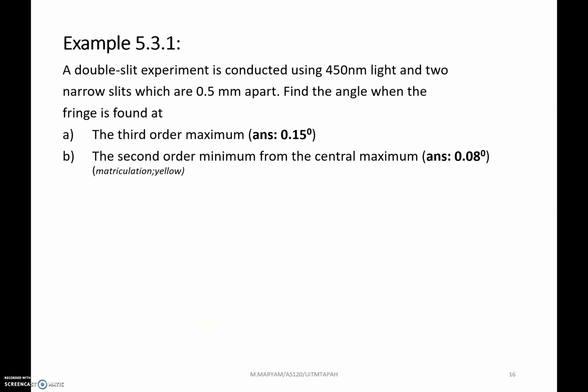Okay, now let's do an example of Young's double slit experiment. Let's do example 5.3.1. A double slit experiment is conducted using 450 nanometer light. So we have our wavelength here and two narrow slits which are 0.5 millimeter apart. And we have our d, which is the distance between two slits. Find the angle theta when the fringe is found at the third order maximum.